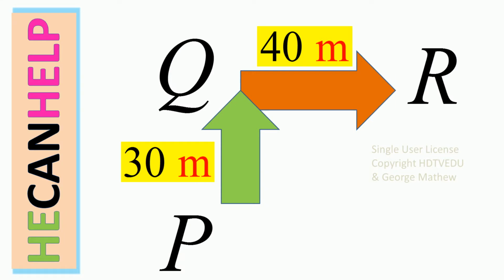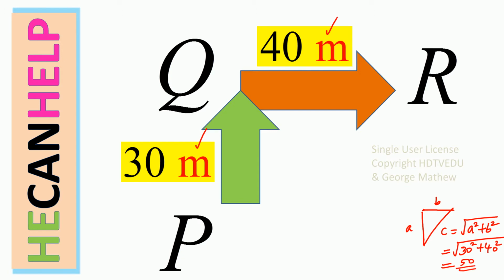So we are given from P to Q, it is 30 meters. From Q to R, it is 40 meters. If you have a right angle triangle, and A is given and B is given, the hypotenuse C is equal to the square root of A squared plus B squared. So C is equal to the square root of 30 squared plus 40 squared. 30 squared is 900, 40 squared is 1600, 900 plus 1600 is 2500, square root of 2500 is 50. So the hypotenuse is 50.